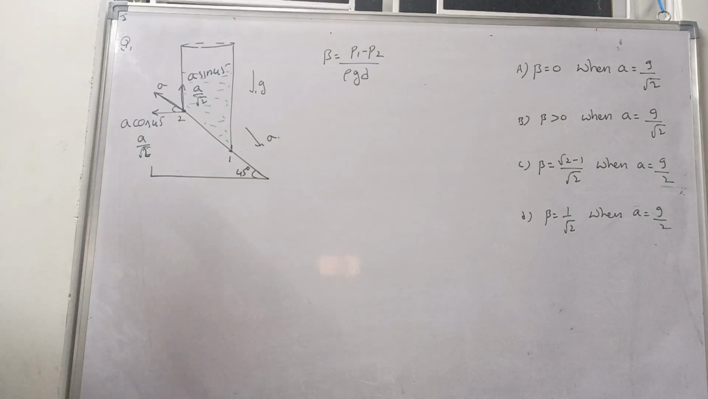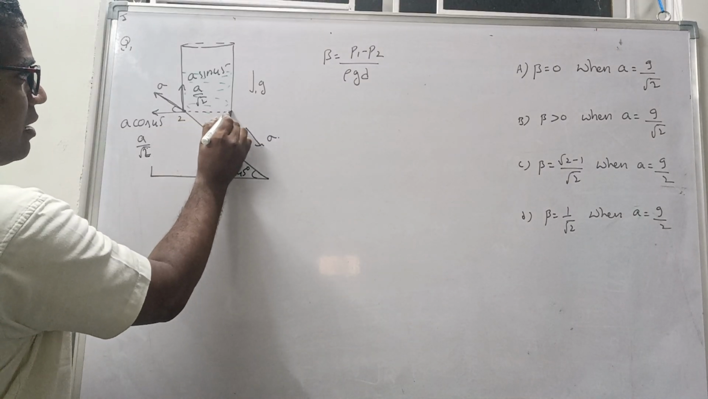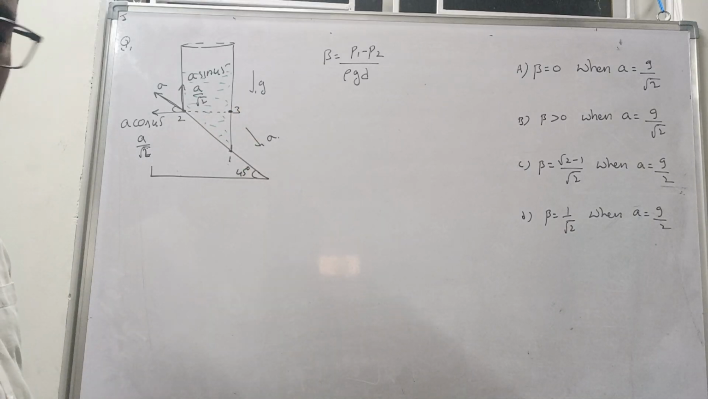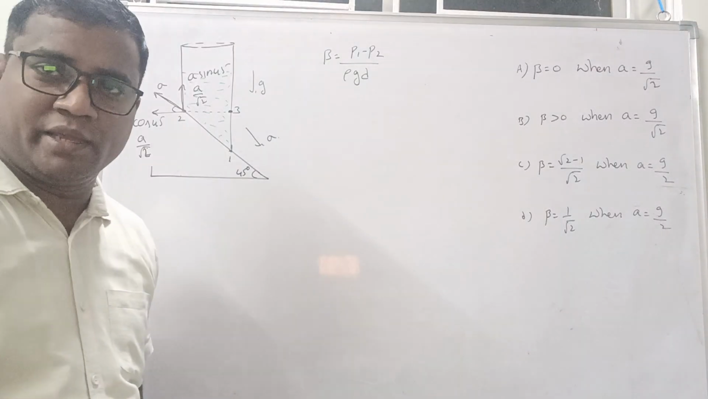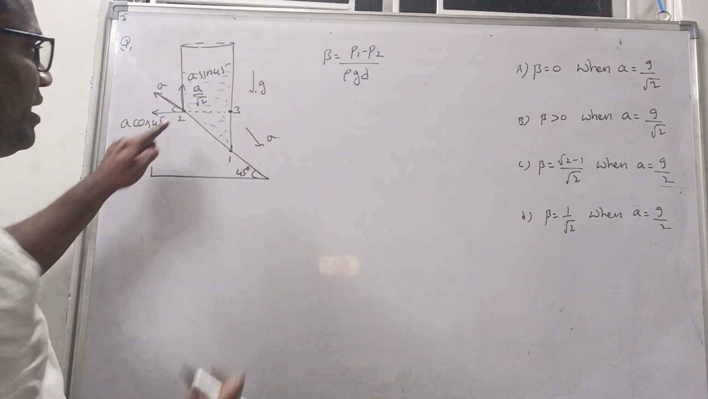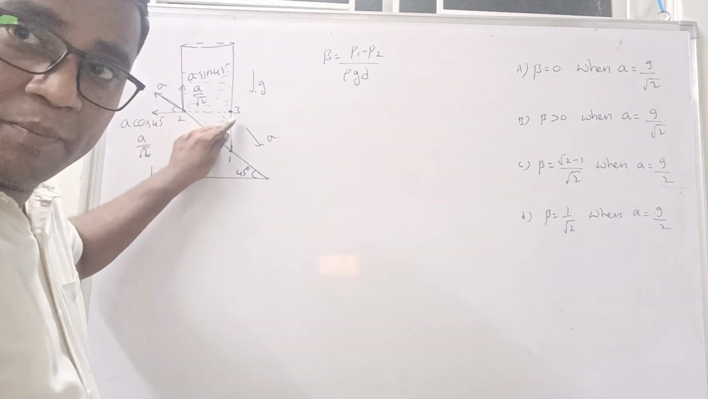Clear? Now one more point I am considering. This is 1 and this is 2, along the horizontal. At that point I will write 3. I don't know the pressure at 3, but we know that when a pseudo force is acting in this direction, absolutely P2 will be greater than P3.